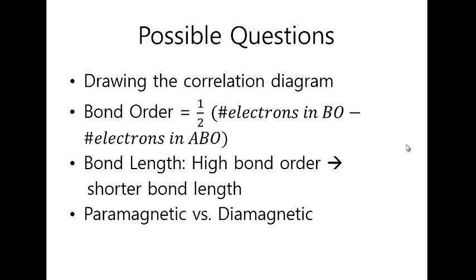Now, some possible questions that might come up on the molecular orbital diagram are, first, drawing the correlation diagram, and second, predicting the bond order. Third, predicting the bond length and comparing the bond length of different molecules. And also predicting whether the molecule will be paramagnetic or diamagnetic. As you all remember, a molecule that has an unpaired electron is going to be paramagnetic, whereas if all electrons are paired, that molecule is likely to be diamagnetic.